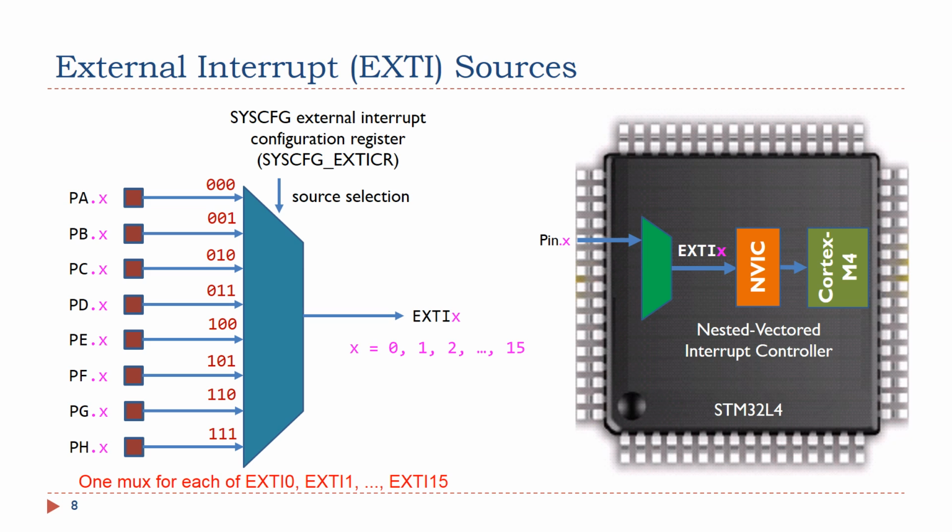In summary, the controller has one multiplexer for each of these 16 external interrupts. The microcontroller has a total of 16 multiplexers. As shown here, X is from 0 to 15. A multiplexer, also called MUX, is a simple circuit. It selects one of its inputs, and forwards the selected input to the output.